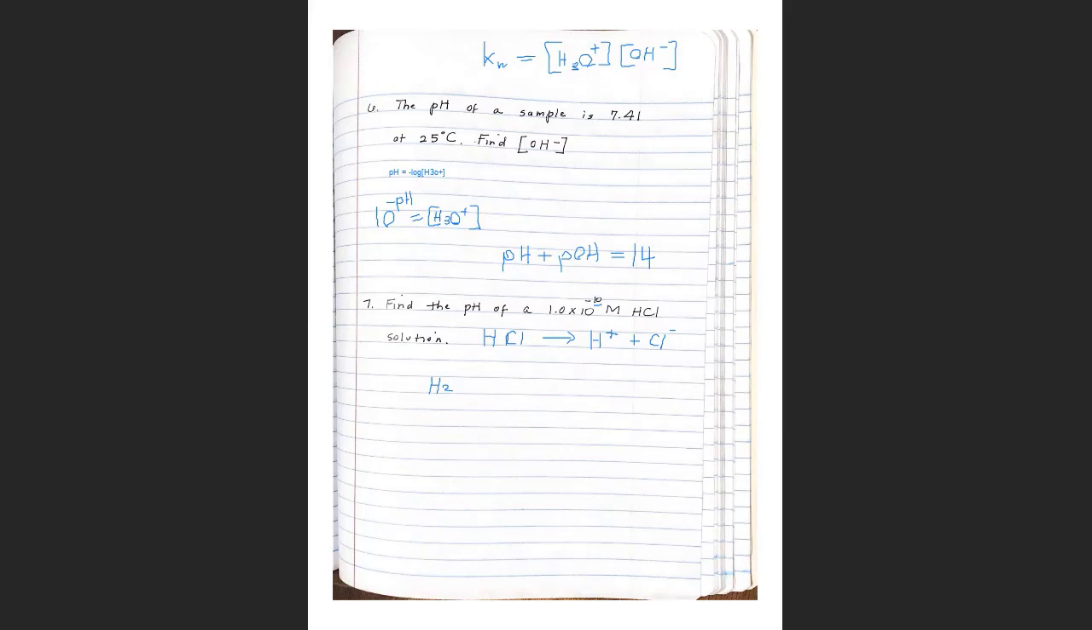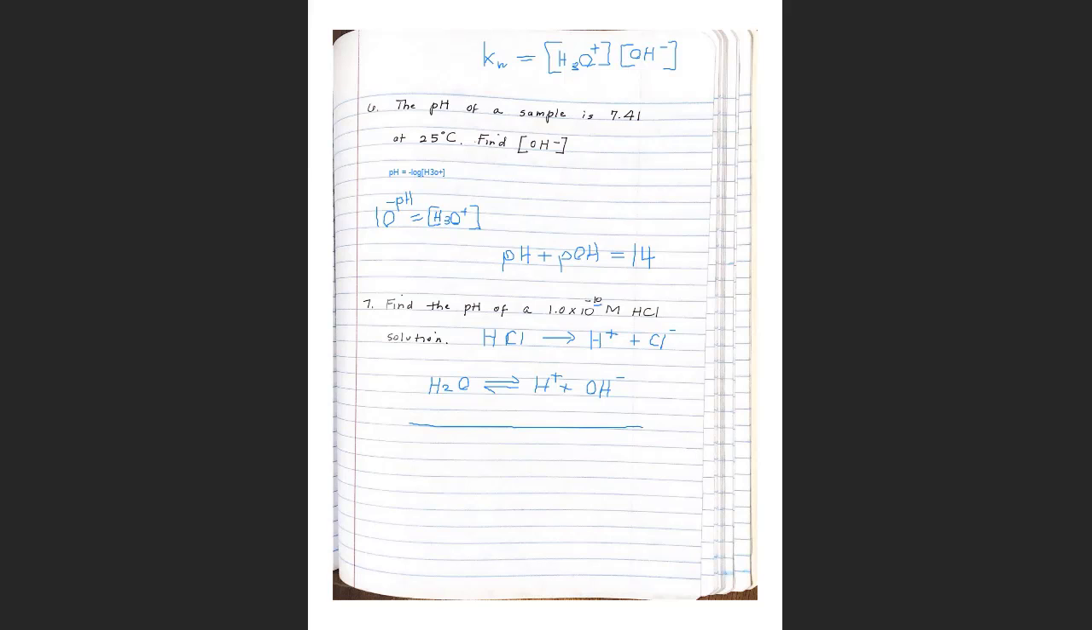So this is what you end up having to do. And I'll just use the simpler Arrhenius form rather than the Brønsted-Lowry. But essentially, you would have to use the autoionization of water. It's H2O going to H plus and OH minus. Okay? And so what you would end up having to do here is this.